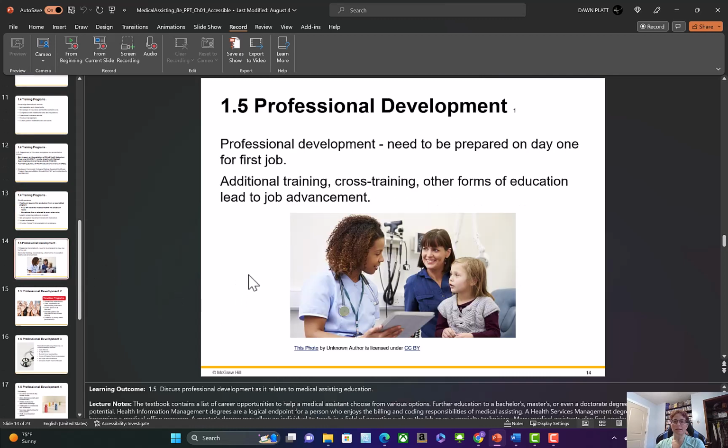Professional development. Medical assistants are professionals. They have to have the expert training in order to perform their job in the field. So therefore, it's important that you maintain that professionalism by participating in professional development in your field. In healthcare, everything changes, so you want to make sure that you're up to date on the best practices in the field.